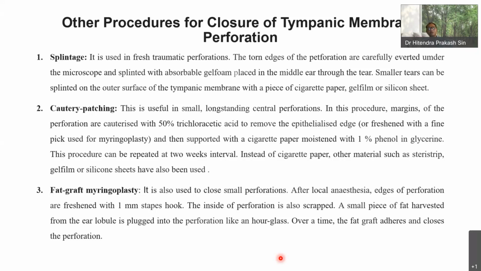This will heal the tympanic membrane perforation. Sometimes, for a very small long-standing central perforation, we can do a cautery patching. In this procedure, margins of the perforation are cauterized with trichloroacetic acid or silver nitrate to remove the epithelialized edges, and then supported with a cigarette paper moistened with 1% phenol and glycerin.